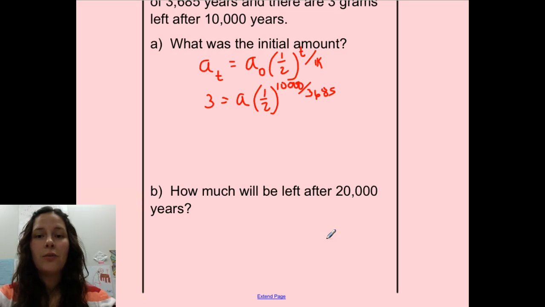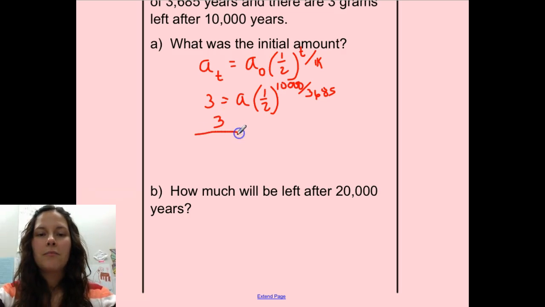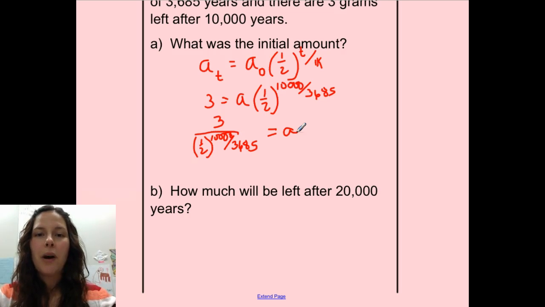To solve this, all we need to do is divide by 1/2 to the 10,000 over 3,685 power. That whole thing is one value. We could put that into our calculator and get a decimal, but I prefer to do that last so that we have the least amount of rounding error. So dividing both sides by 1/2 to the 10,000 over 3,685 power will give us our initial amount. When you punch that in your calculator, I recommend changing the 1/2 to a decimal, 0.5, and putting the parentheses around the power instead. So I got approximately 19.68 grams.